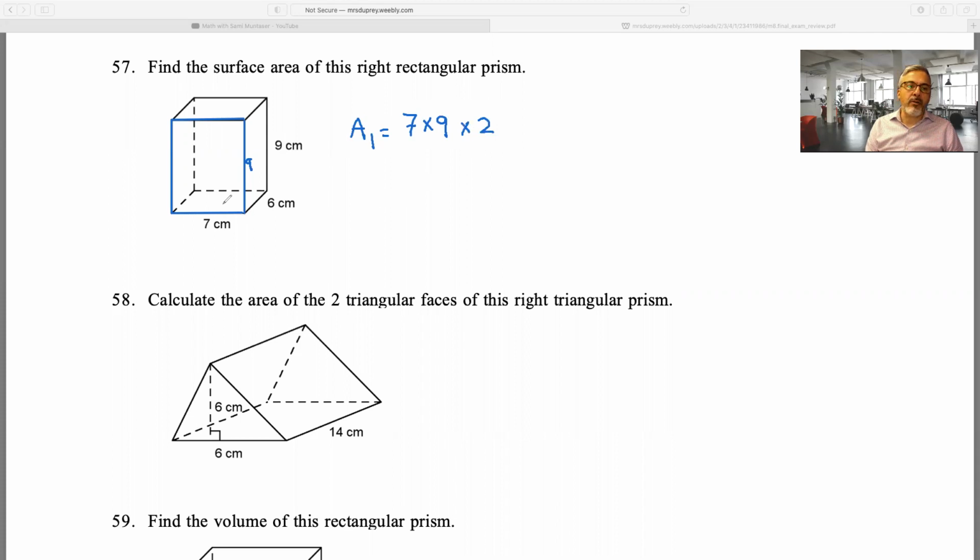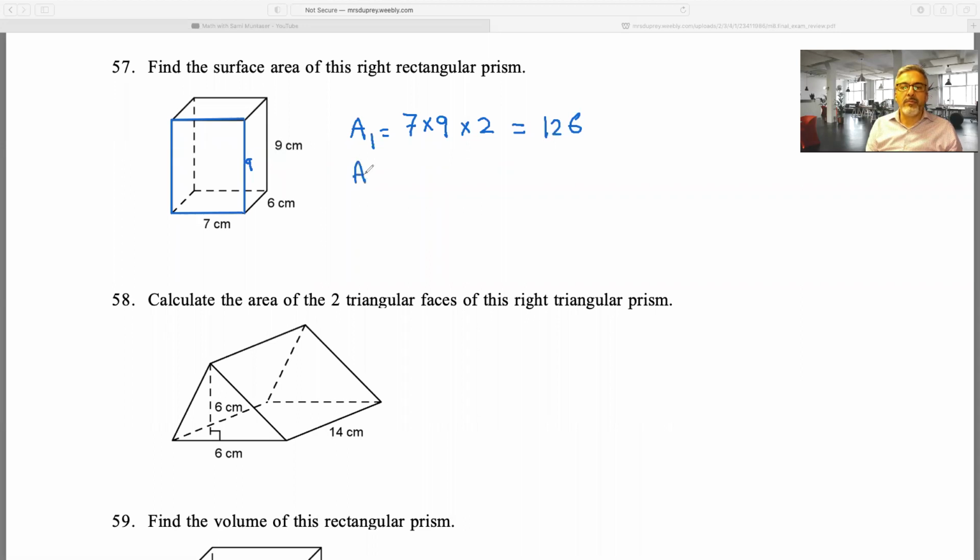Why multiply by 2? Because we have the front and the back here. If you look at right here, it's also the same area as this. So 7 times 9 times 2. So that's 63 times 2, and that gives you 126.